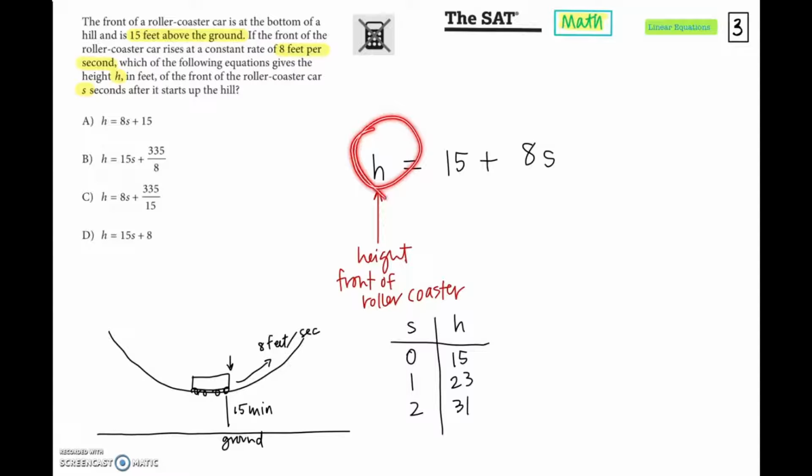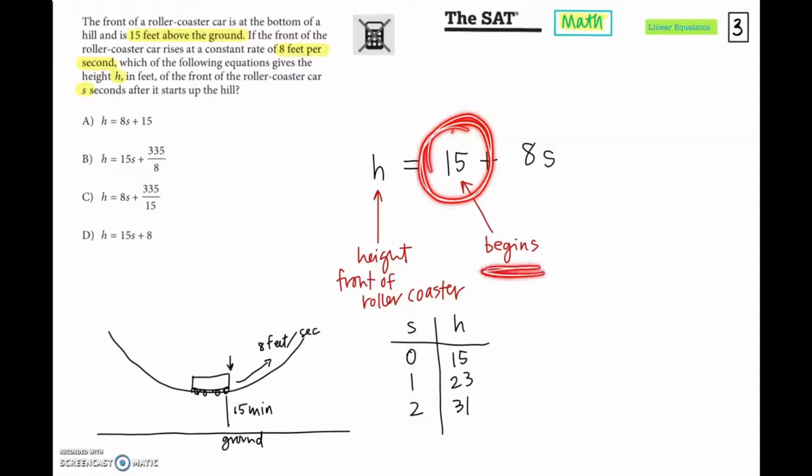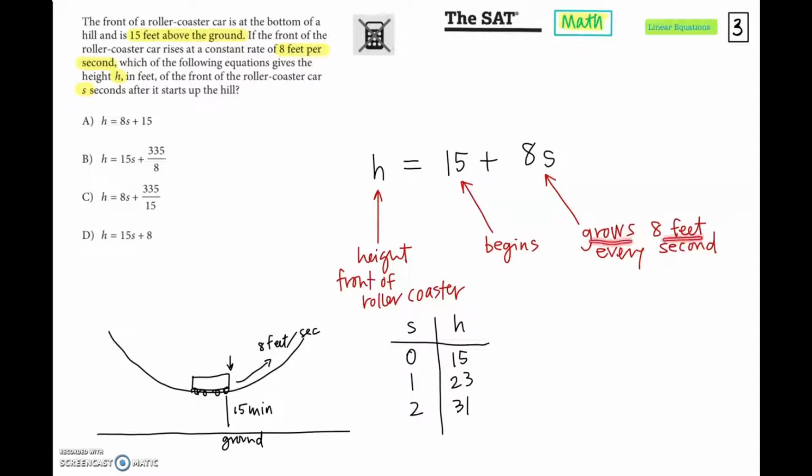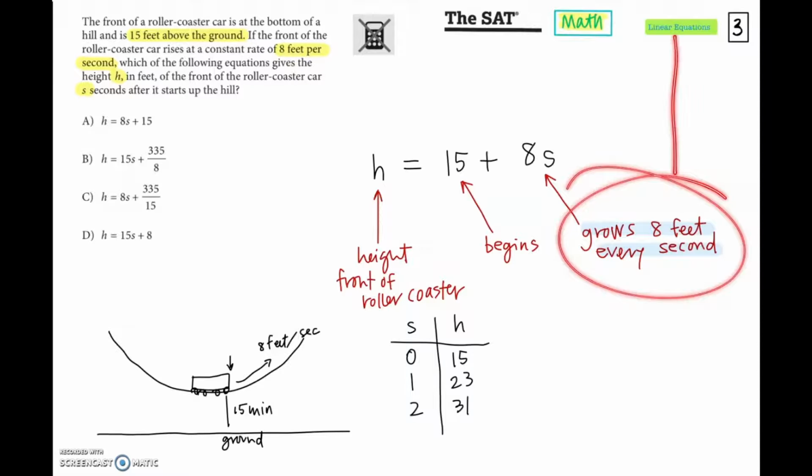So the height of the front of the roller coaster, I know that the height begins at 15 feet. And then it's going to grow in a certain way. And they tell me it grows 8 feet every second. This is another huge clue that we're dealing with a linear function. When you're growing by a constant rate, that 8 feet every second, you can count on it. It's not growing like 8 feet one second and 16 feet the next second, or 100 feet the next second. It's growing at a constant rate. You're dealing with a linear equation.